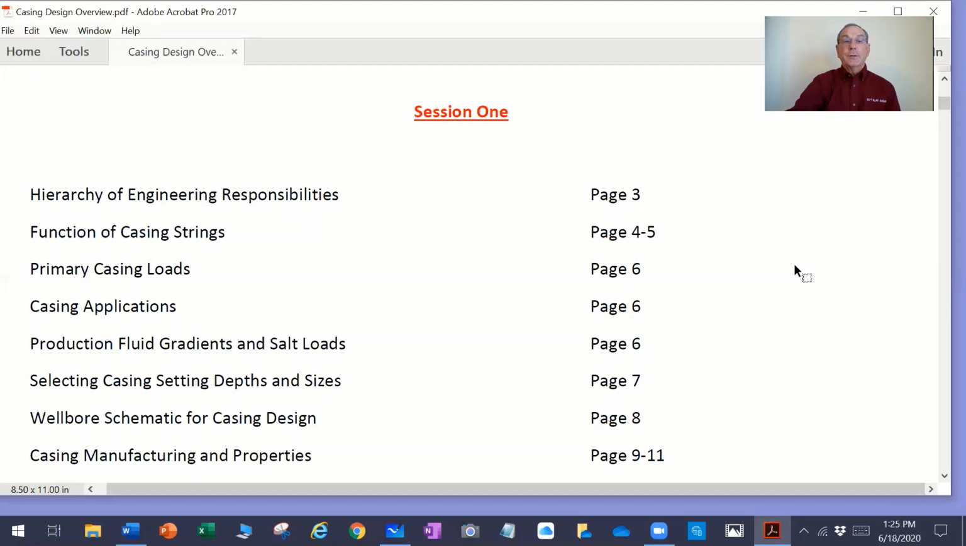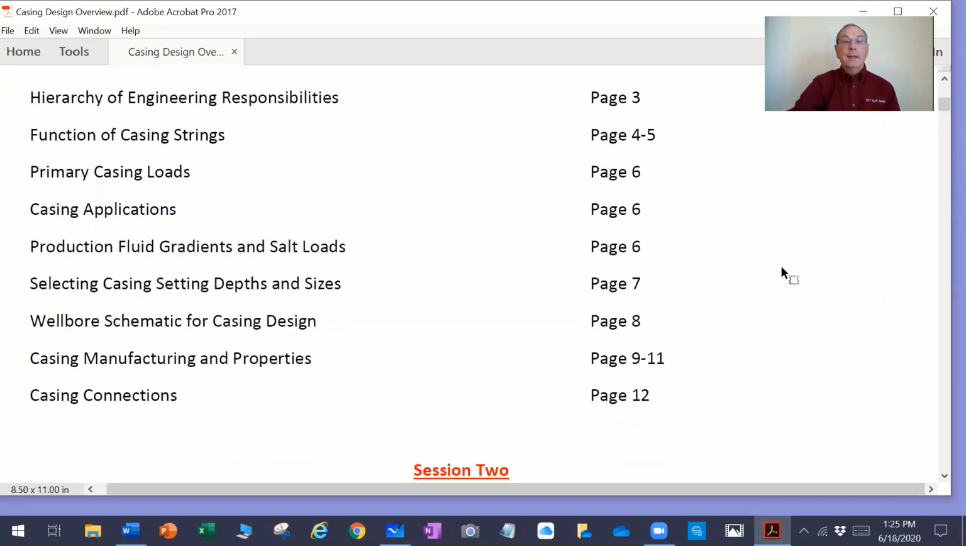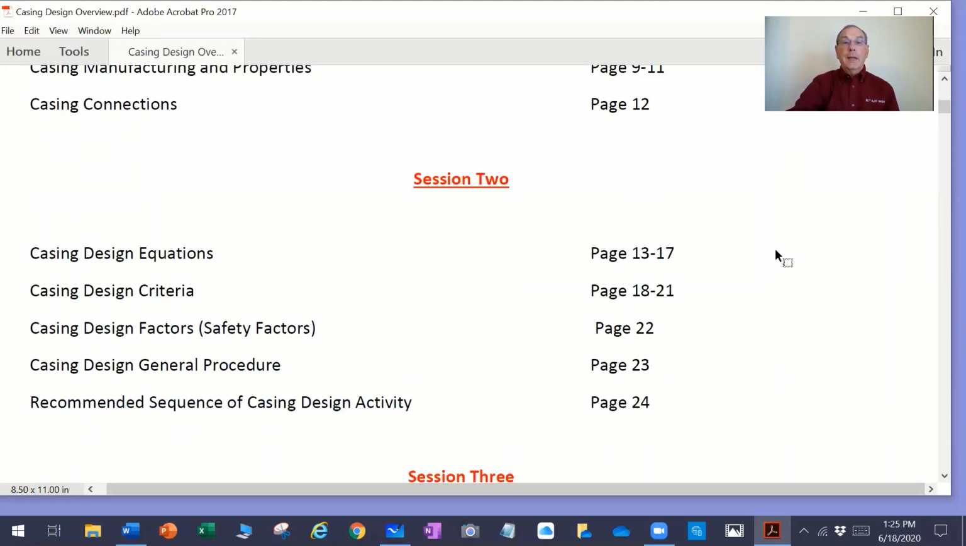I will discuss selecting casing setting depths and sizes, as well as coming up with a wellbore schematic that is necessary to begin the casing design process. I will also discuss casing manufacturing and properties, as well as casing connections. The remaining series will be some additional topics that go along with casing design.